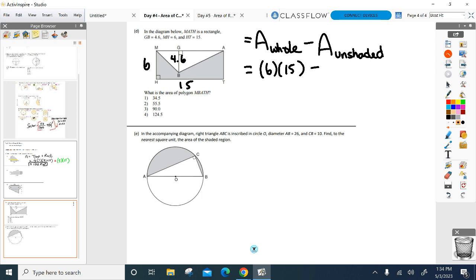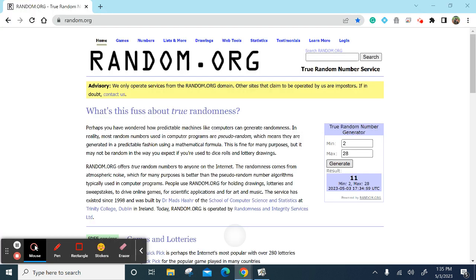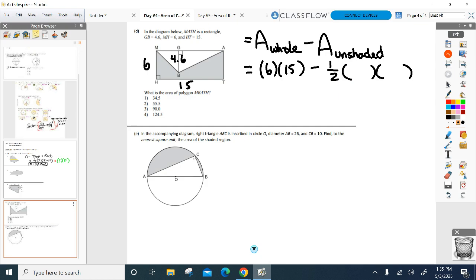And what figure is the unshaded? Triangle, that's 1/2 base and height. So what are the base and height of this unshaded triangle? What values do you want me to plug in? Base and height of the unshaded. Unshaded. Yes. 4.6 would be the height, and it's drawn to a base length of 15. Why 15? Rectangles. Thank you. Opposite sides are congruent, and there we go. So that's how I can find the unshaded part.